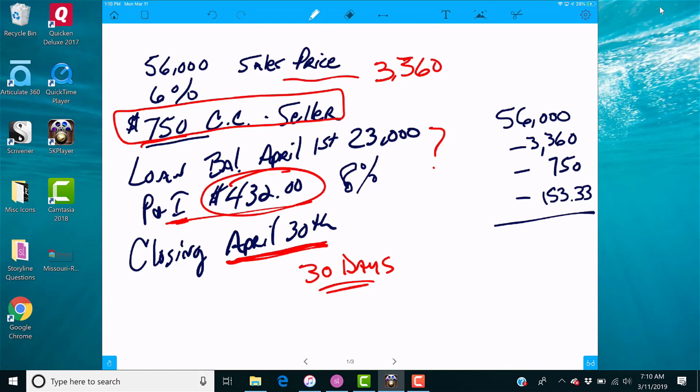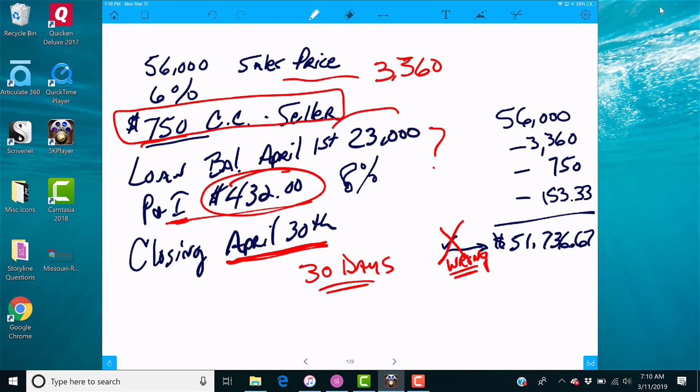Now let's figure those up. 56,000 minus 3,360 commission minus $750 in closing cost minus 153.33 equals 51,736.67. Now, in the problem in your book, that is not one of your choices. However, that may be a choice on test day. And if you check that as the answer, it's going to say wrong.